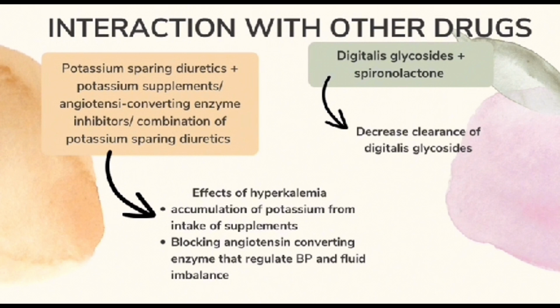Next, the interaction between digitalis glycoside and spironolactone. This interaction will decrease clearance of digitalis glycoside mainly due to elevated potassium which impairs the excretion of digitalis glycoside, thus it accumulates in the body. That's it from me. Thank you.